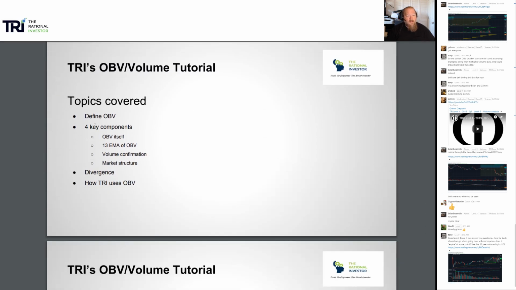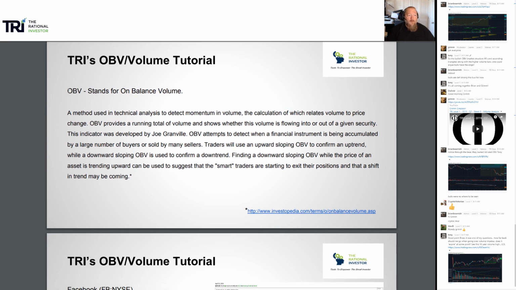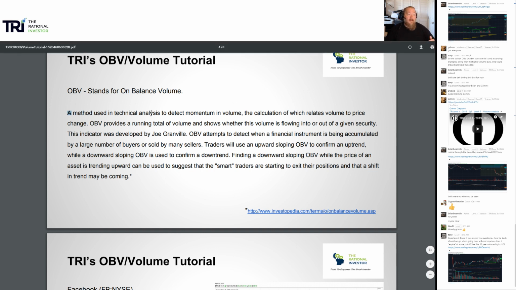So we're going to define on-balance volume. There are 4 elements to this volume study. Then we're going to talk a bit about divergence and how we use OBV. OBV stands for on-balance volume. It's a method used in technical analysis to detect momentum in volume. The calculation relates volume to price change.